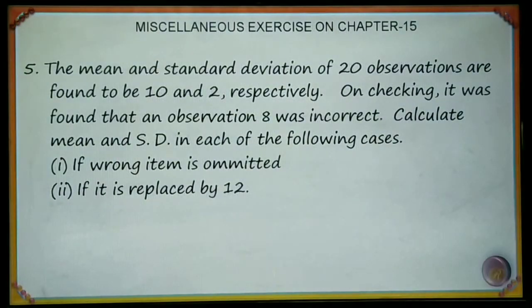Question number 5. The mean and standard deviation of 20 observations are found to be 10 and 2 respectively. On checking, it was found that an observation 8 was incorrect. Calculate mean and standard deviation in each of the following cases. Number 1, if wrong item is omitted. Second one is if it is replaced by 12. Solution.